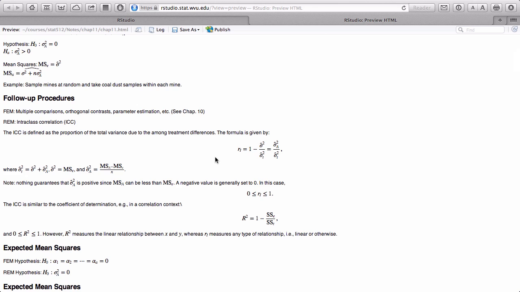So here we might ask, what is the percent of variation explained by the treatment effects? And we'll call that R sub I. And we call this actually the ICC, or the interclass correlation. That should be intra-class, not interclass. The intra-class correlation. It's the proportion of the total variance explained by the treatment differences, the among treatment differences. And so I'm going to denote this by R sub I.